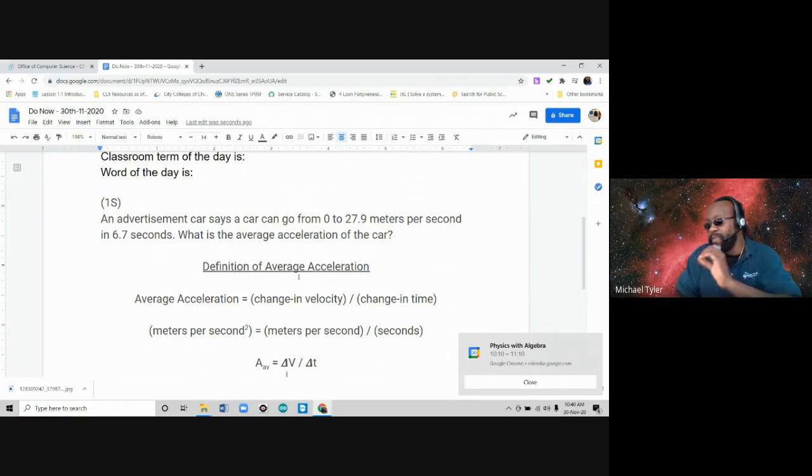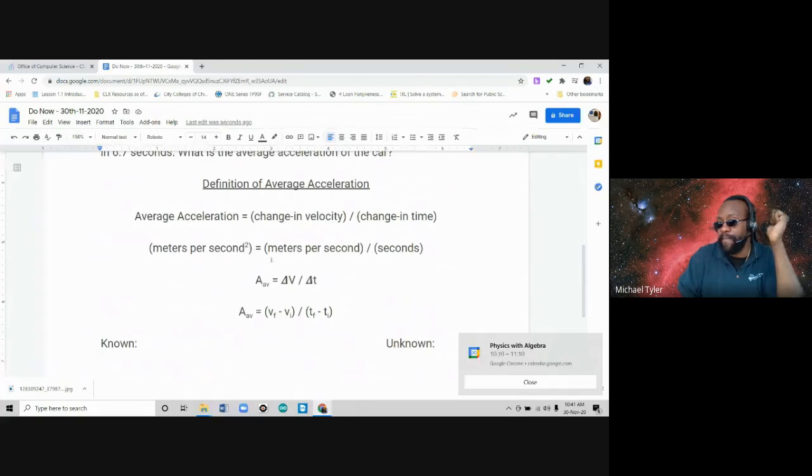0 to 27.9 meters per second. So I'm talking about this. I'm just pulling from the problem what was given, right? So we're talking about the car itself. When we talk about meters per second, what is that? You're going to look at our notes, and it says meters per second.